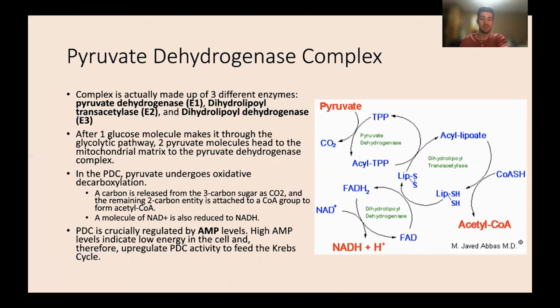So AMP is what happens when you take 2 phosphate groups away from ATP. It's adenosine monophosphate. So if there are high AMP levels, that usually correlates with low ATP levels. So the cell can use AMP levels to actually detect the level of energy in the cell. So if those AMP levels are low, we're going to upregulate PDC and we're going to spin the Krebs cycle.